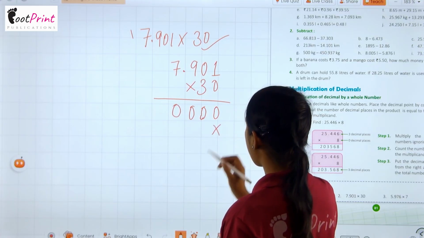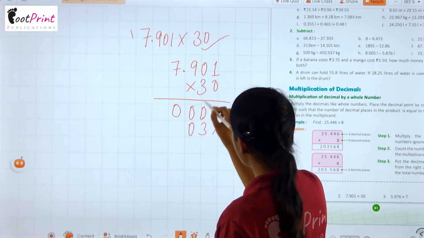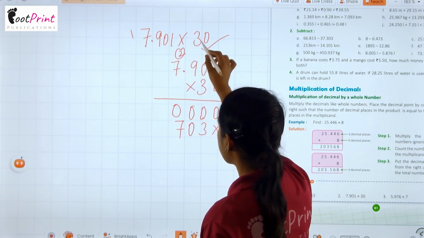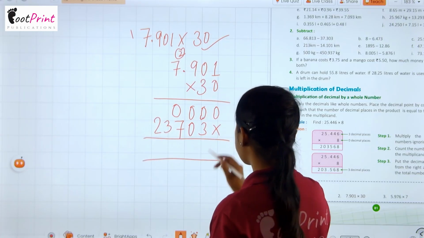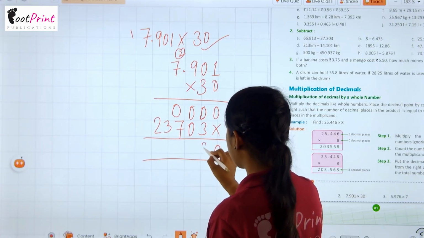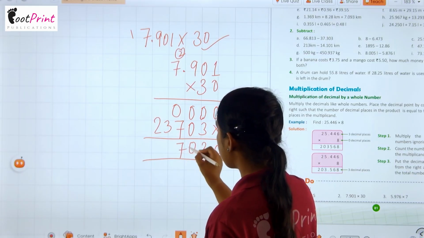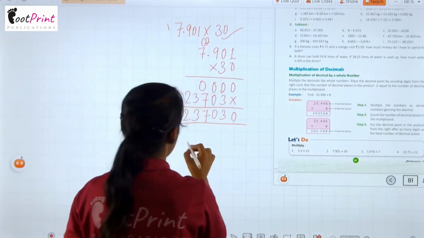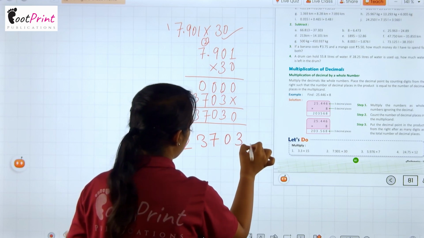Now multiply here. 3 1s are 3, 3 को 0 से किया 0, 3 9s are 27, 2 carry here, 3 7s are 21 and 2 is 23. Now we add it. 0, 0, 3 is 3, 0 and 0 is 0, 0 and 7 is 7, 3 and 2. So what we will get? We get 237030.